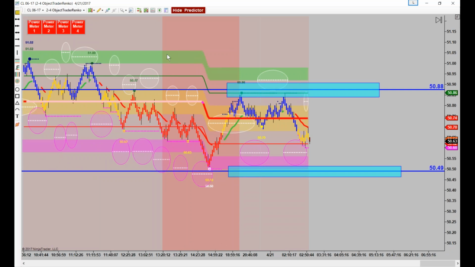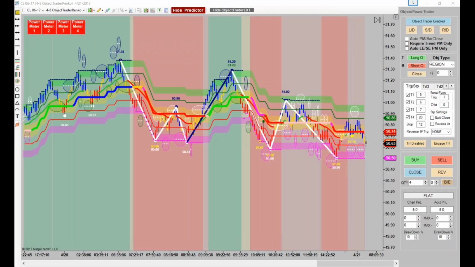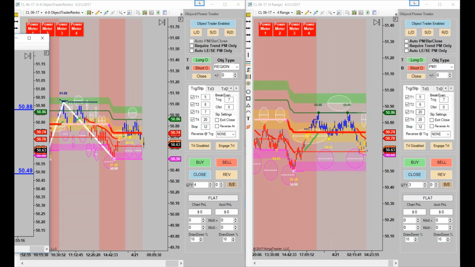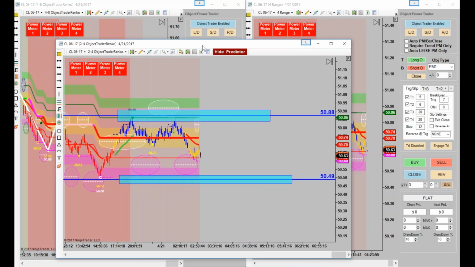All right, and of course, I've also got 2 other charts on here that are ready to go with Object Trader. Bear with me 1 second. You should be able to see the other one. Let me get the other one up. Bear with me a second. There we go. See, I've got a 4-8 Object Trader Renko, and I've got a 4 range, and I've even got this little chart here.